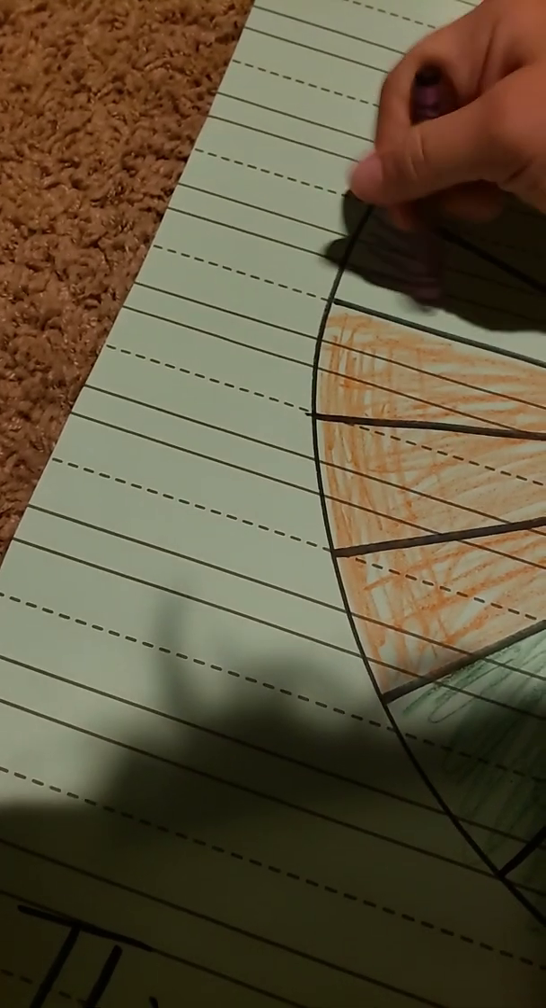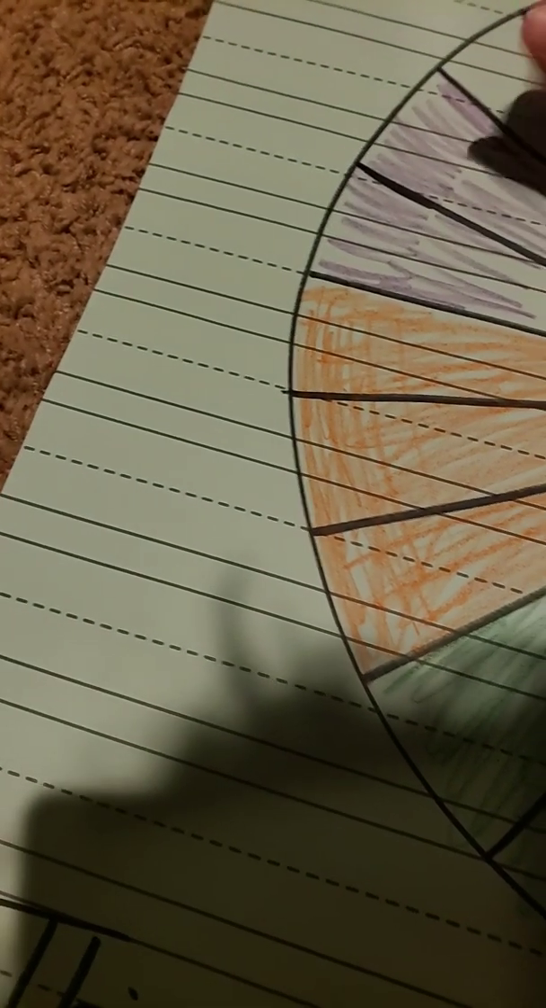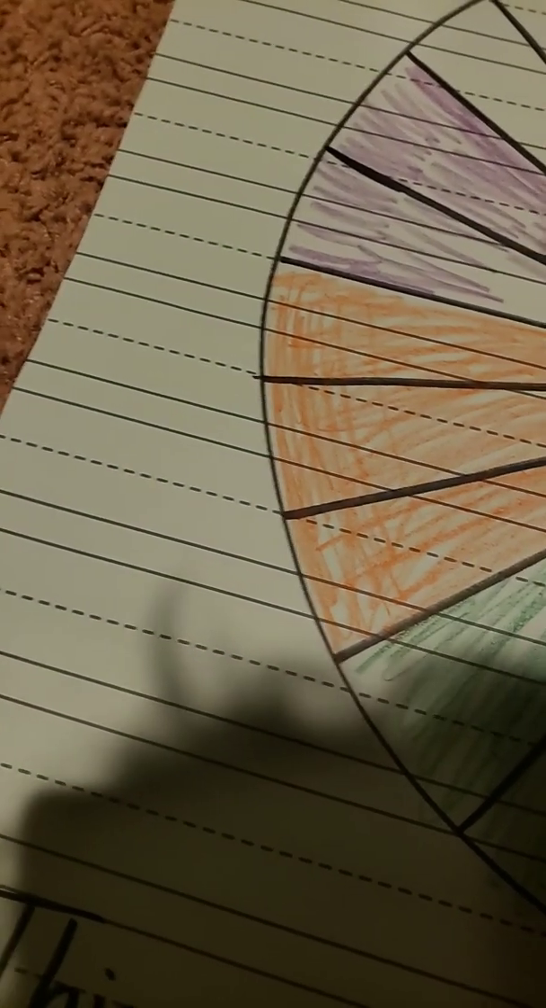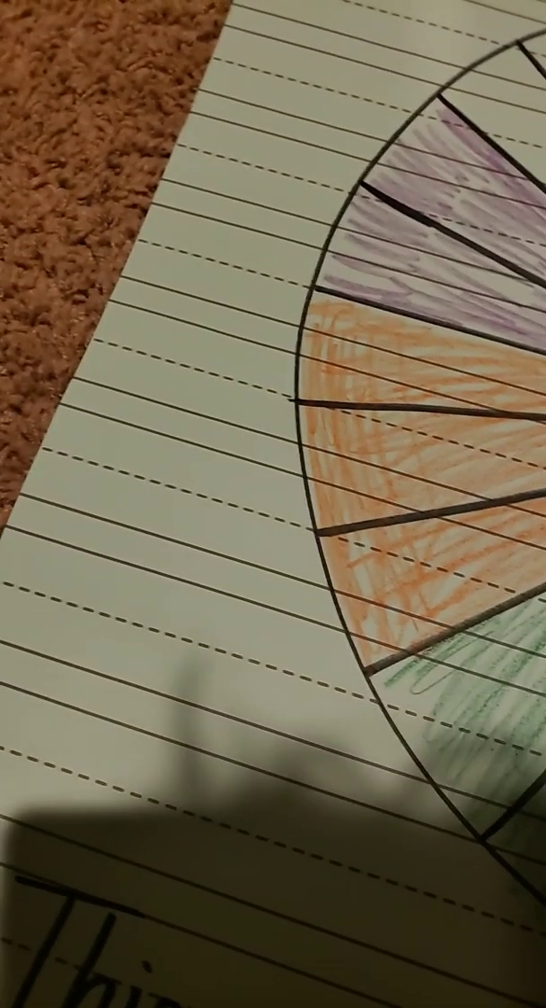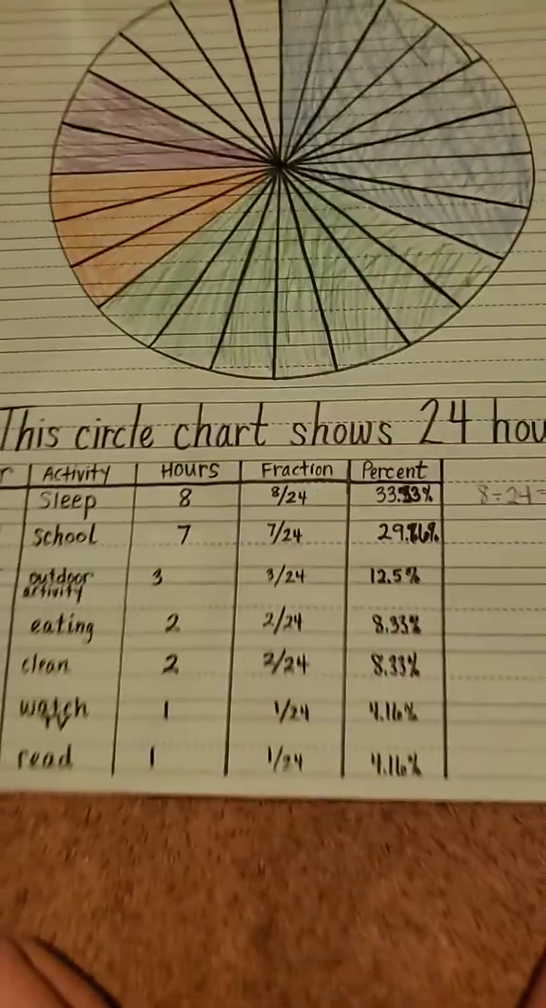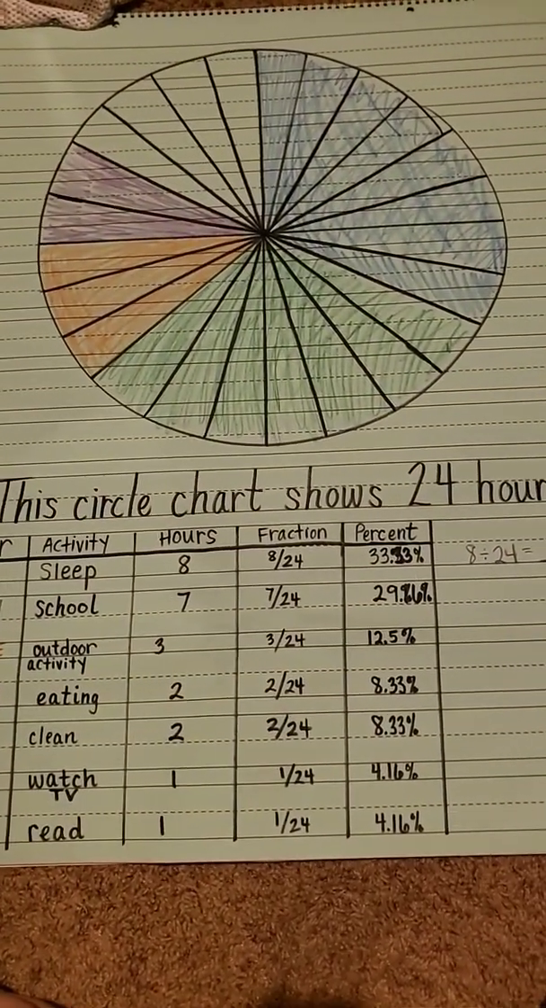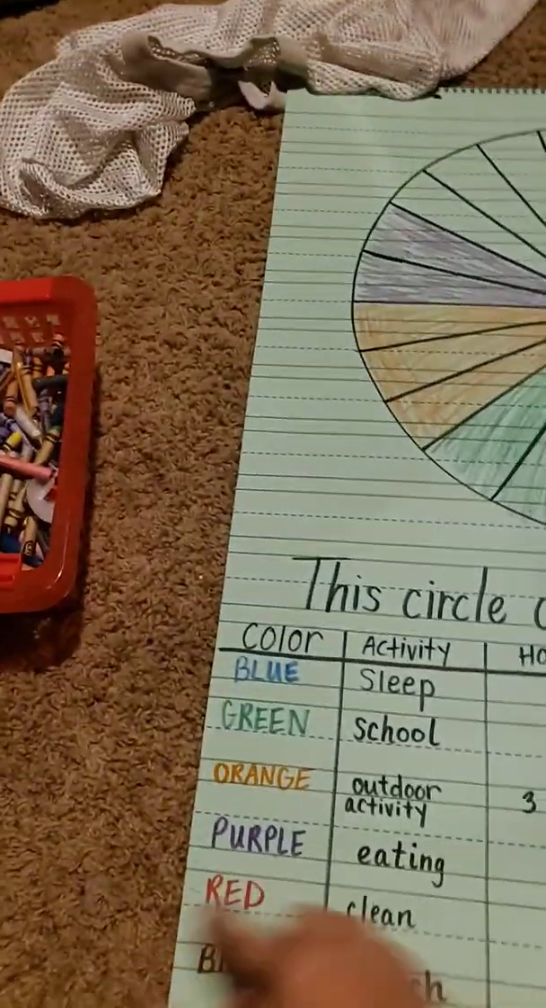So you'll have a nice colorful circle graph when you finish. And when you finish, I would like to see your whole entire assignment. Take a picture of the whole thing like this, and then send it to me because I want to see your percentages also. Okay. All right. Cleaning is red, and that's another 2 shades.